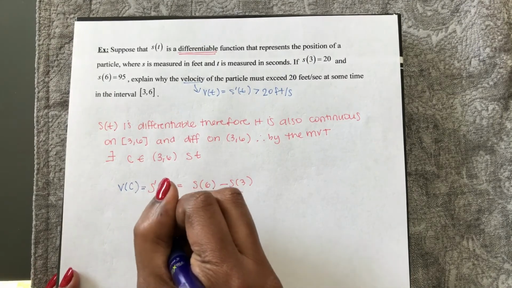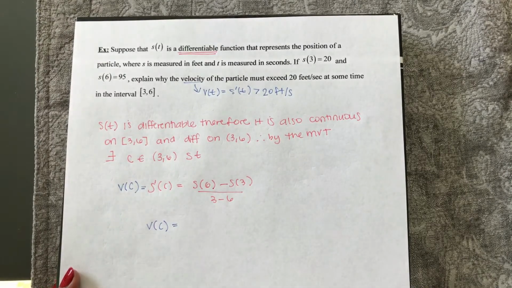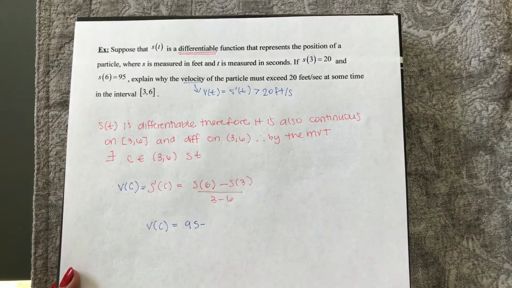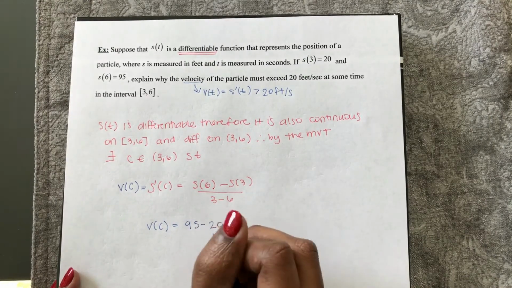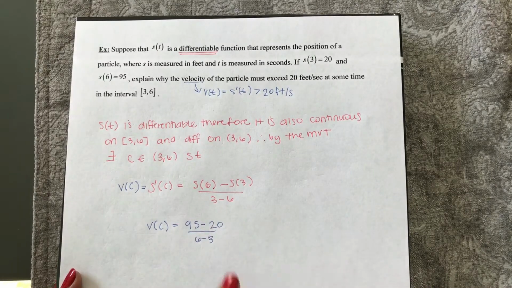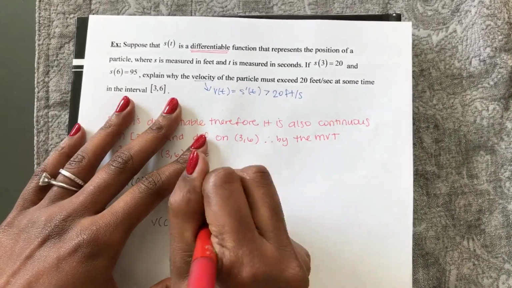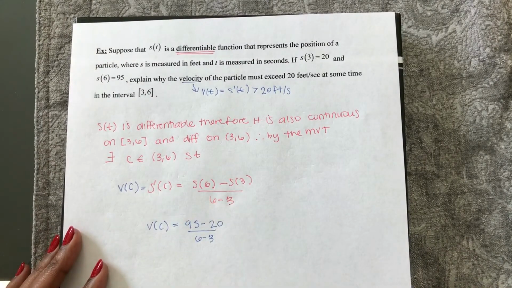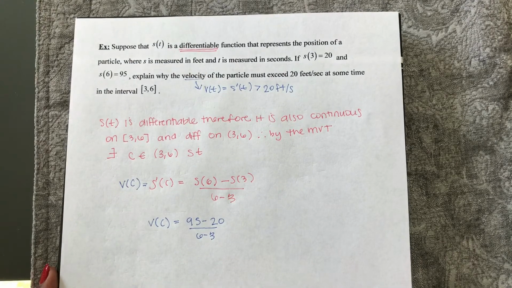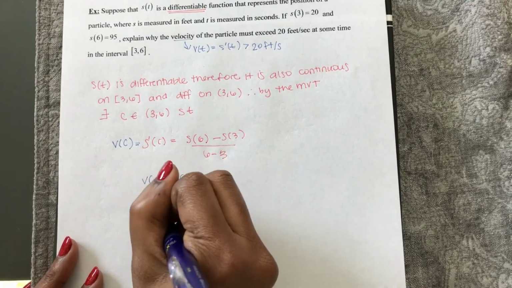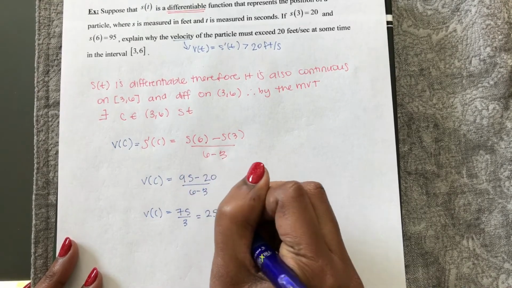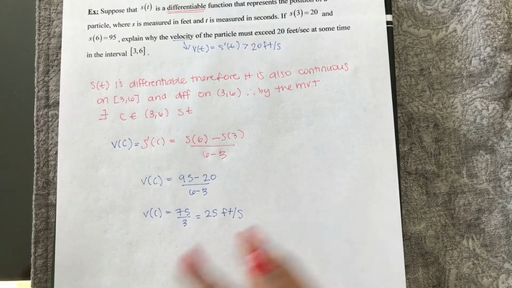So now I know V of c equals S of 6, which is 95, minus S of 3, which is 20, over 6 minus 3. Oops, mistake there. Hopefully you caught that. Let me fix it here: 6 minus 3. These should be in the same order, so I apologize for that mistake. So now I have V of c equals 75 over 3, which is 25 feet per second.